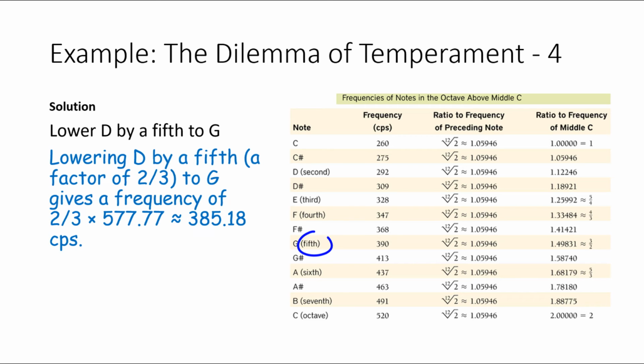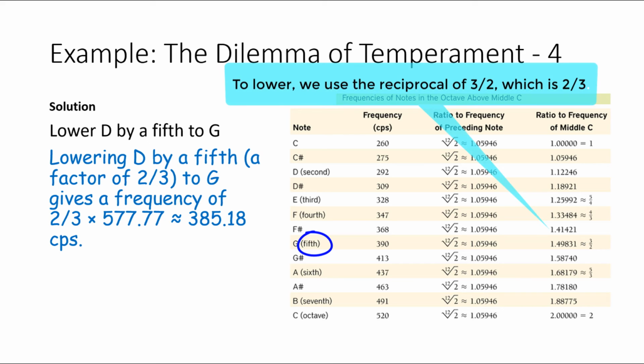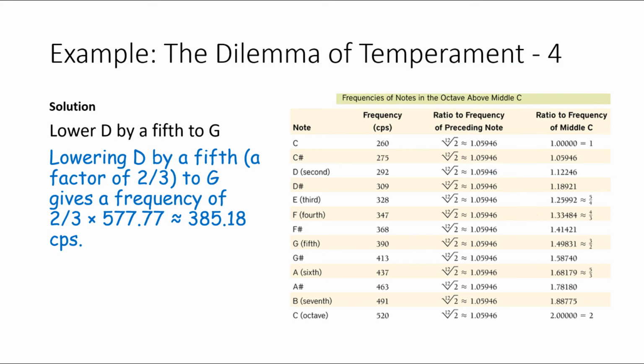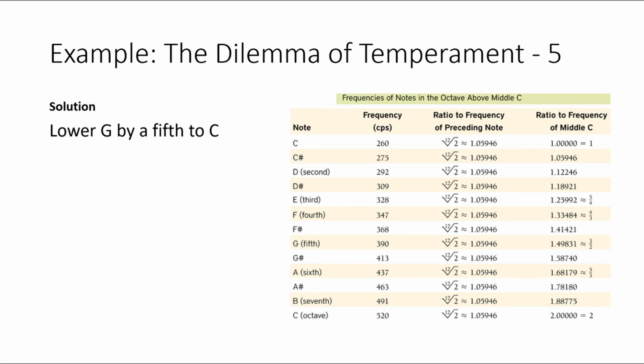Now lower D by a fifth to G. Lowering D by a fifth, which is a factor of 2/3, to G gives a frequency of 2/3 times 577.77, which is approximately 385.18 CPS.